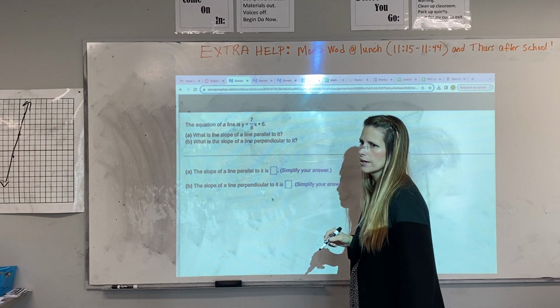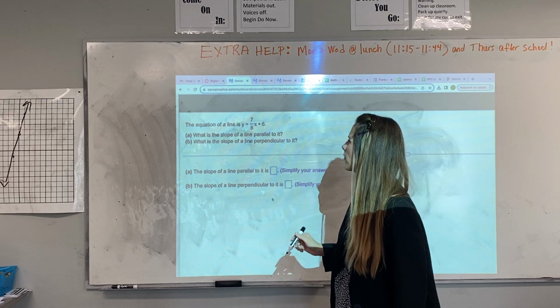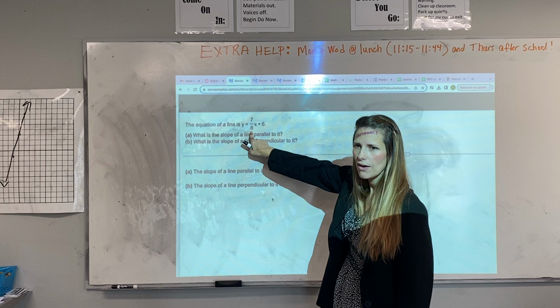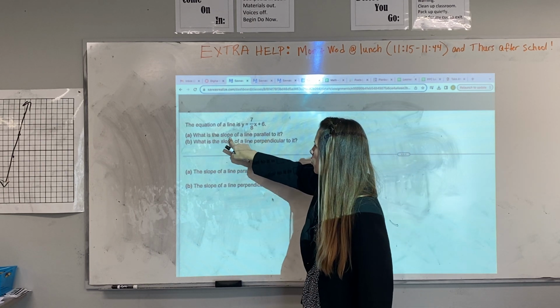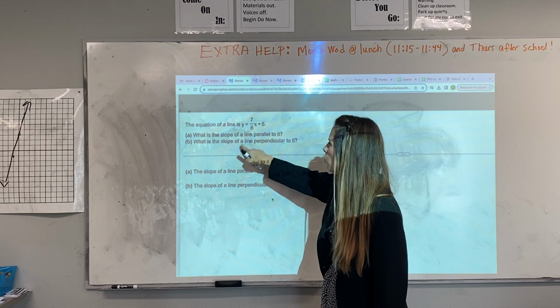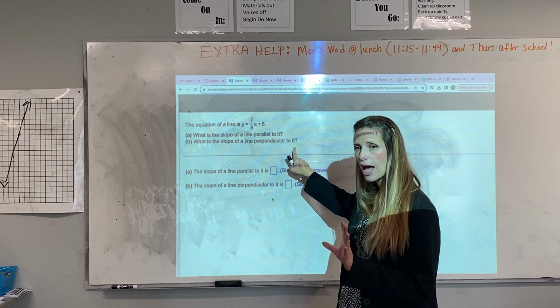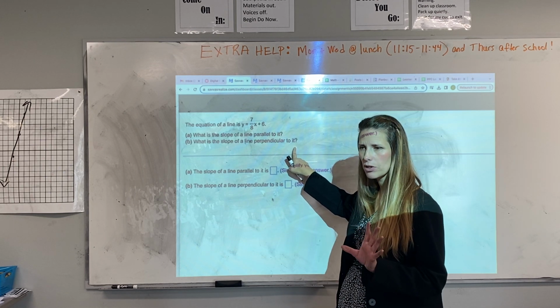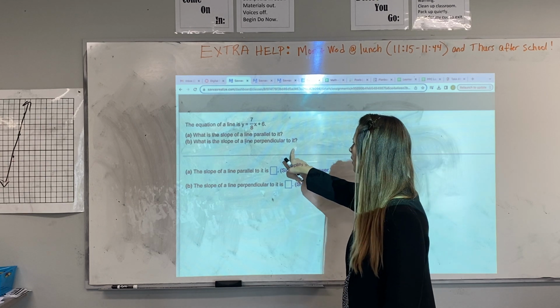Okay, here we go. We have an equation of a line. It says, what is the slope of a line that's parallel to it? What is the slope of a line that's perpendicular to it? Again, if you haven't had me in class yet, this is going to seem a little confusing, but learn it here so that it seems really easy when you learn it today.